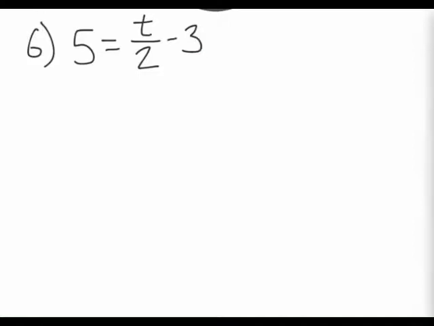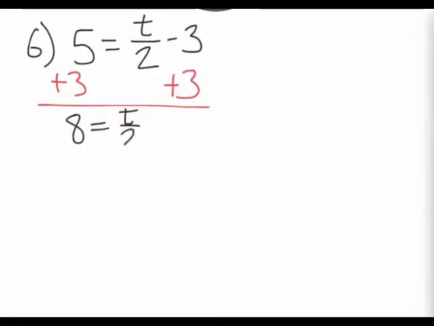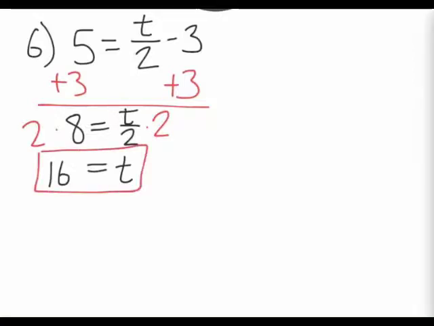Right now we're subtracting 3, so we have to add 3 to both sides of the equation. 5 plus 3 is 8 on the left-hand side, and we are left with t divided by 2 on the right-hand side. And then finally, in order to move the 2 to the other side of the equation, we have to multiply both sides of the equation by 2. 2's get canceled out right here, so t is equal to 16. All right, that wasn't so bad, I hope.